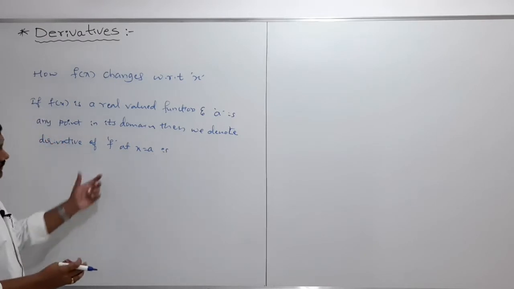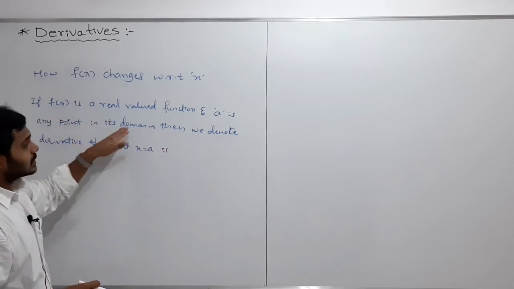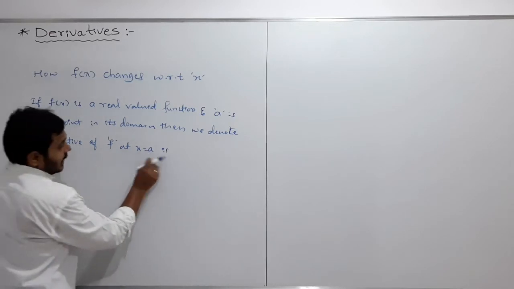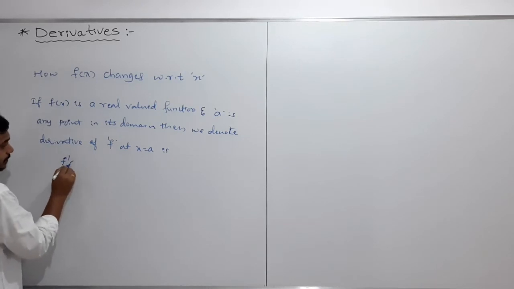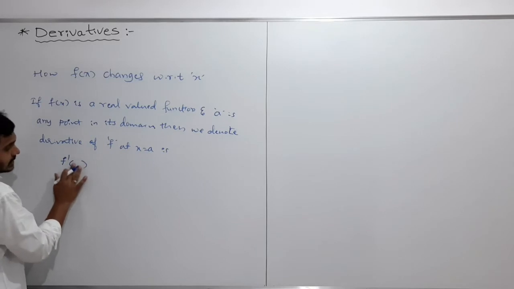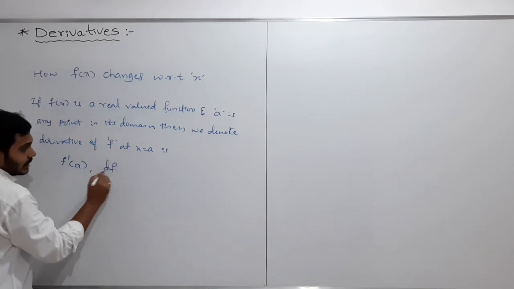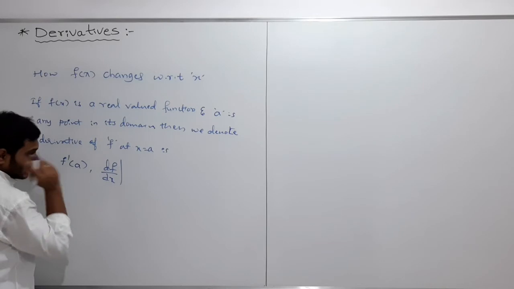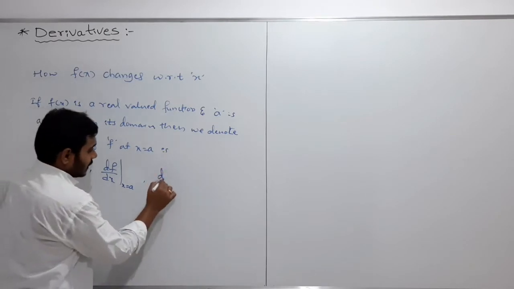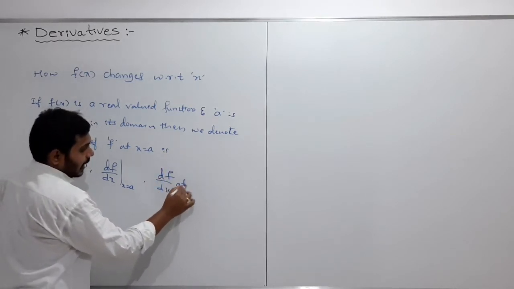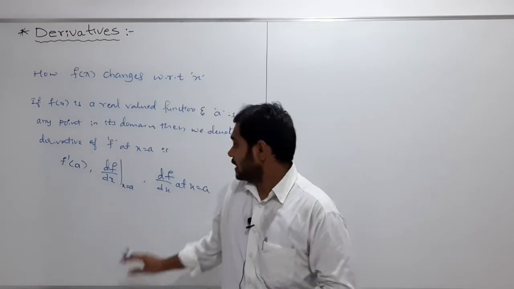How to denote it, my dear students? First we will understand the notation. If f of x is a real valued function and a is any point in its domain, then we denote the derivative of f at x equals a as f dash of x, or f dash of a, since we are finding it at a point, or df by dx at x equals a. So many notations are there, but generally we will use these notations, my dear students.